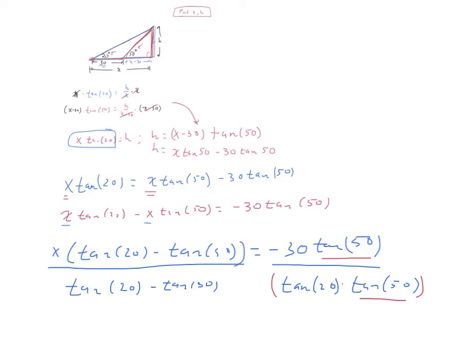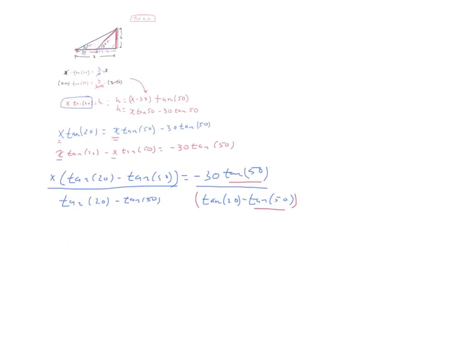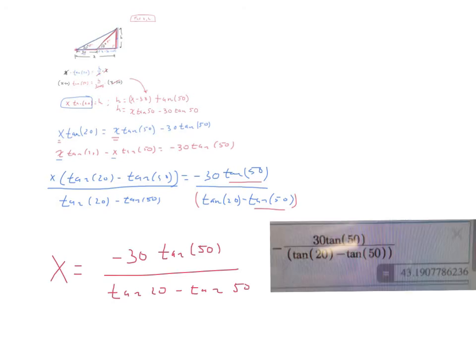Okay, cool. So now what we have is x equals negative 30 tan 50 over tan 20 minus tan 50. And we'll use Desmos to solve that. So here we get our solution for x. x equals 43.19.